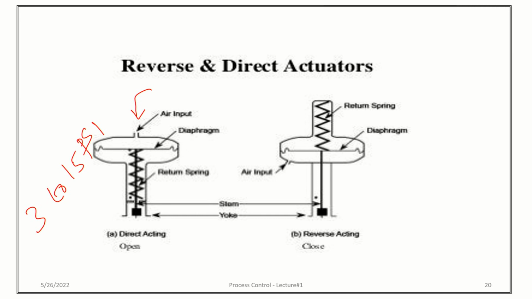In the air to close valve, you apply the pressure on the top side of the diaphragm in such a way that the diaphragm tends to move downward, so that when you supply more air, the valve gets closed. Whereas in the air to open valve, the diaphragm is designed in such a way that you apply the air pressure on the downside of the diaphragm. So it will try to open your stem in the upward direction. So more air, more open; that is what is called your air to open valve.